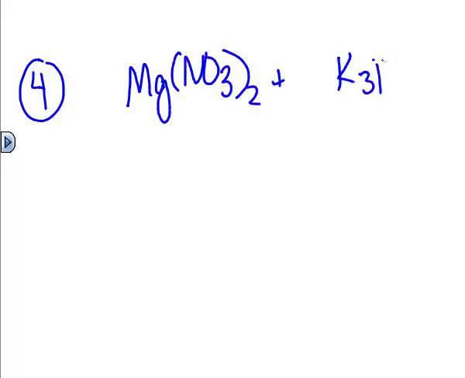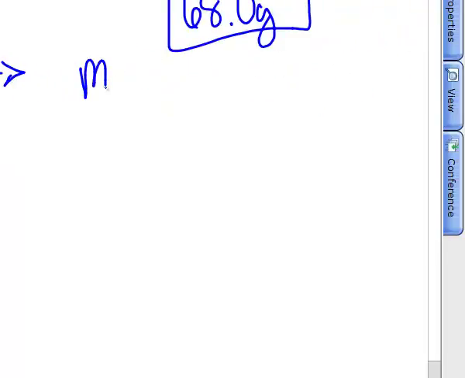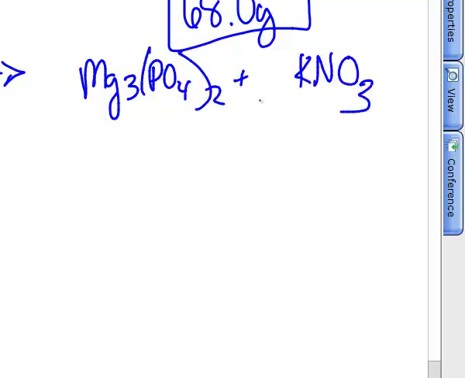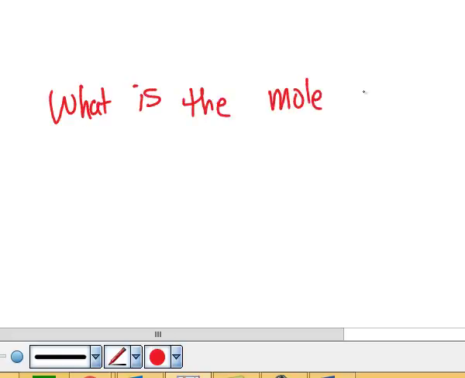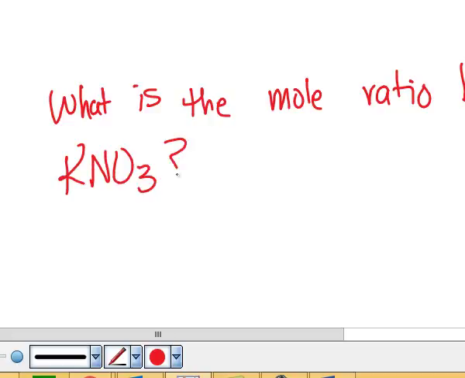Mg(NO3)2, and you got K3PO4 reacting to make Mg3(PO4)2 and some KNO3. All right, first things first, why don't we go ahead and balance this? And then how about the question is edited. Let's edit the question to say, what is the mole ratio between K3PO4 and KNO3? All right, we'll edit that question. Can you guys mark that on your paper or otherwise just write it down? Sorry about that, little typo.